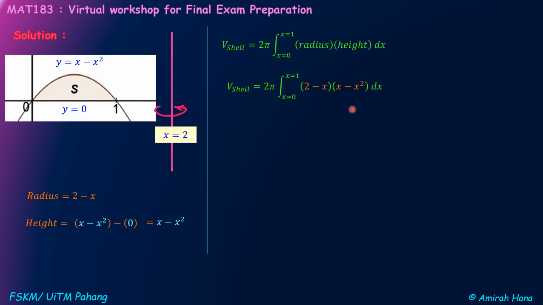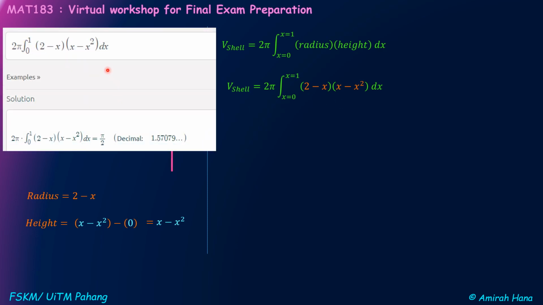Okay, after we are done setting up the formula for volume by shell, you can check your answer using Symbolab. Okay, nak pastikan jawapan you nanti after integrate betul ke salah. Okay, so this is the syntax using Symbolab. 2 pi integrate from 0 to 1, 2 minus x times x minus x squared dx. Then you just press enter or go. Then the answer will appear here. Okay, so this is the final answer after we integrate this. Okay, pi over 2. Right?